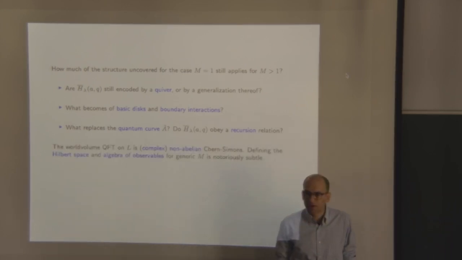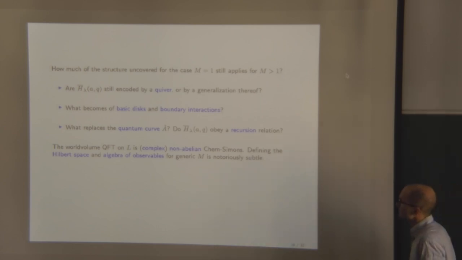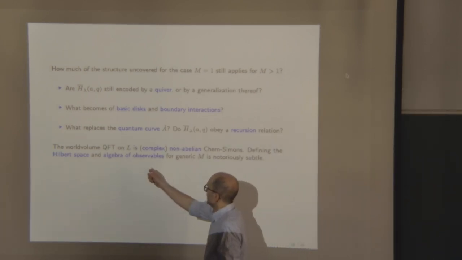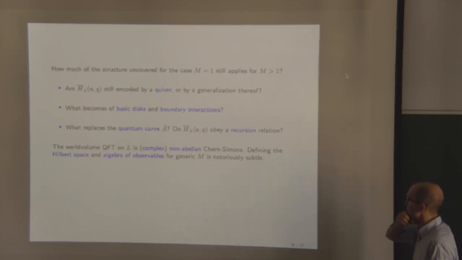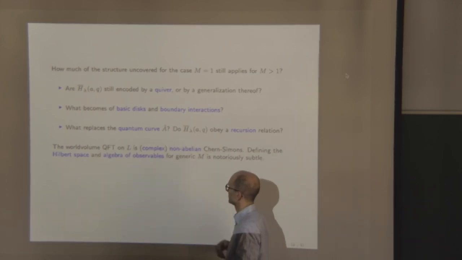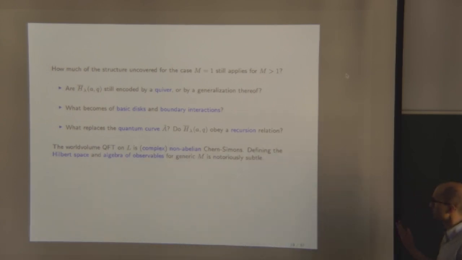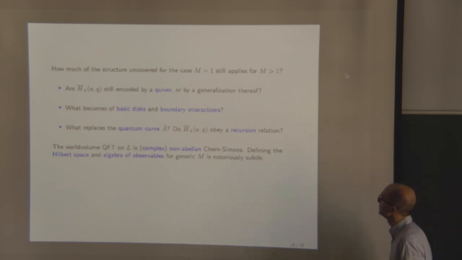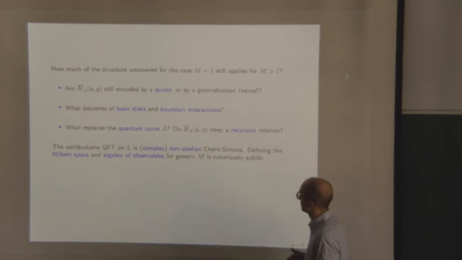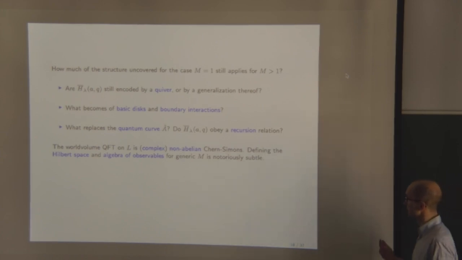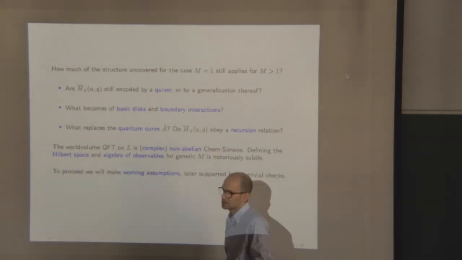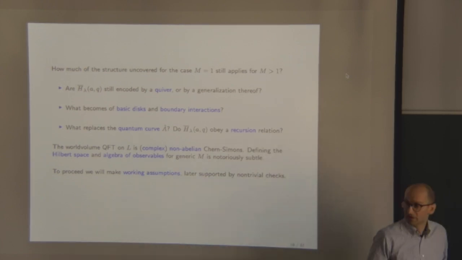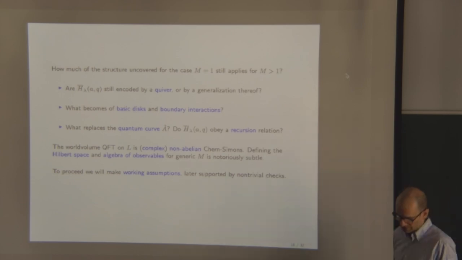Now, to answer these questions from a physics viewpoint is actually quite challenging. And one technical challenge is that in the case of non-abelian Chern-Simons on L, actually not so much is known about the Hilbert space and the algebra of observables beyond certain special cases. So it's a very subtle question to quantize Chern-Simons theory with a complex gauge group, especially when it's non-abelian. So we're not going to take that route. What we're going to do is we're going to make some working assumptions, which will be well motivated and supported by some checks.